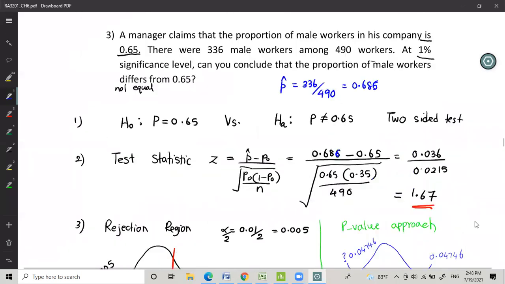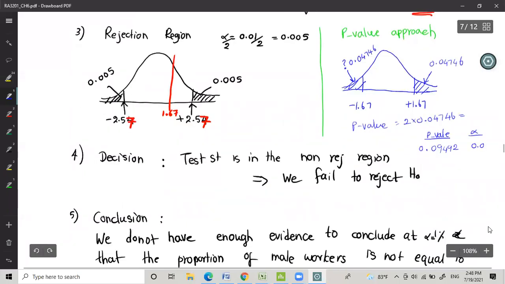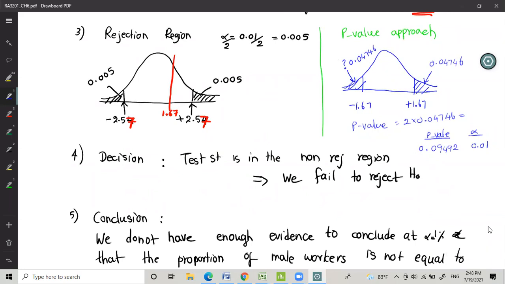And what is our alpha? Let's go back. It's 1%, so alpha is 0.01. Now what is the sign? 0.09 and 0.01: greater than or less than? 0.09 is bigger than 0.01, so you fail to reject H0. See, it's the same answer.